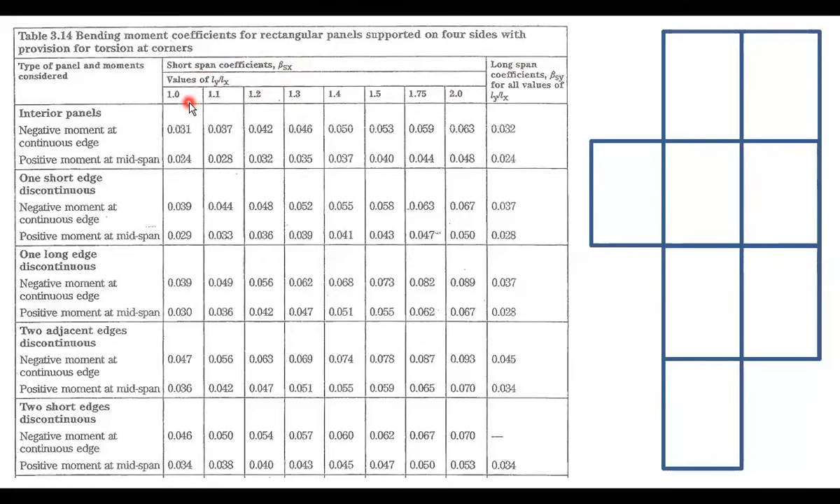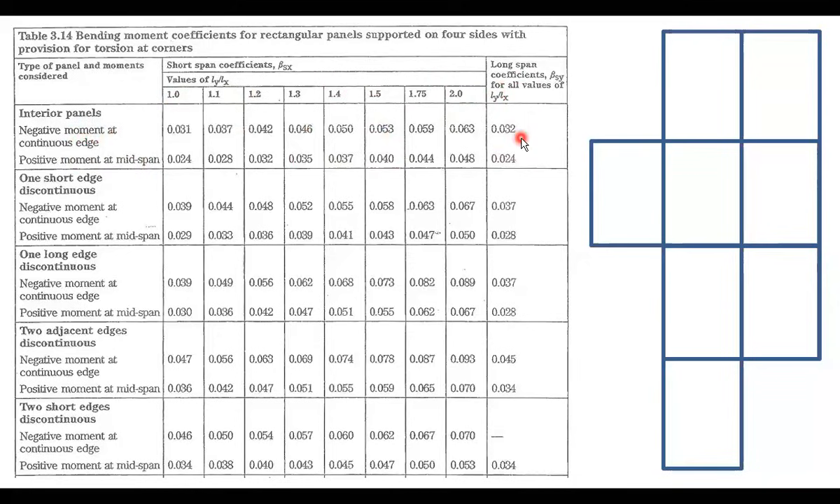Based on the value, for example 1.5, beta Sx has 2 values: one value for the negative moment at the continuous edge, and one for the positive moment at mid-span. Beta Sx positive is 0.040. And beta Sx at the negative, at the edges, is this value, 0.053. How about the long direction? The long direction does not depend on the ratio between Ly over Lx.